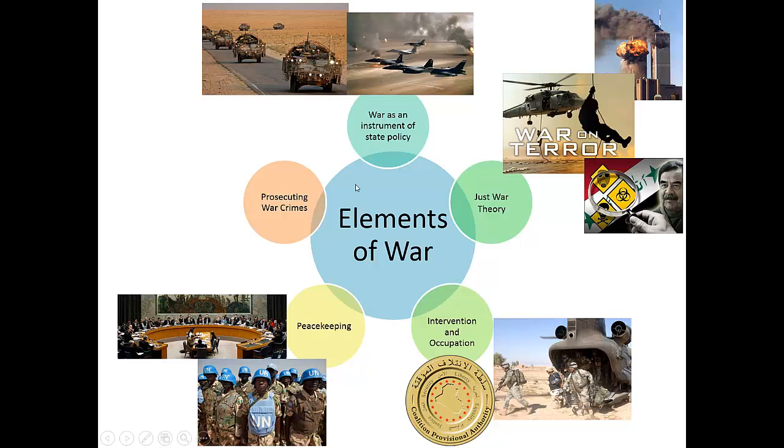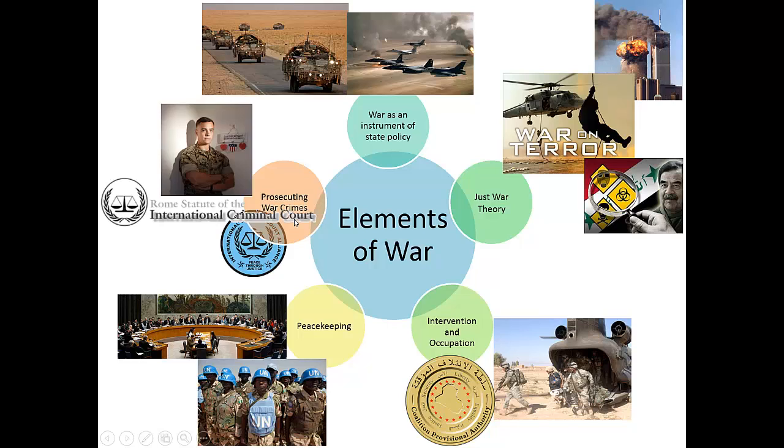Finally, we have this notion of prosecuting war crimes. So we accept that wars are going to happen. Prosecuting war crimes is about what we can do when we think certain crimes have taken place during war. And so we have institutions like the International Criminal Court, which is set up to try and prosecute war criminals. And that court, we know, is a result of the Rome Statute.